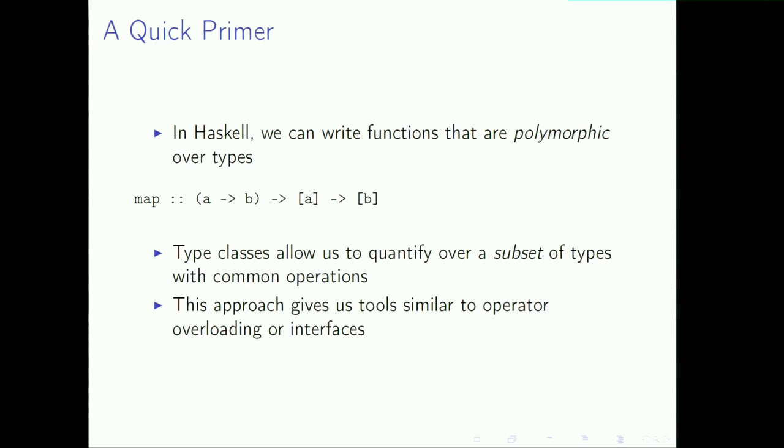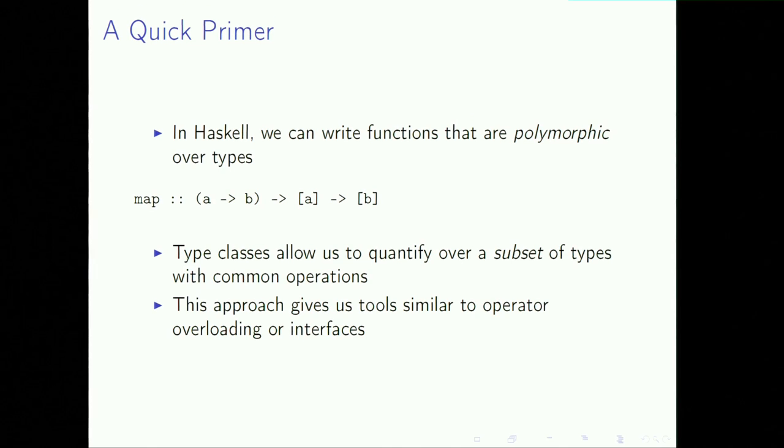But usually when we're writing functions that quantify over ranges of types, we don't want to quantify over all possible types. We want to quantify over a subset of types that have some operations in common. For example, I might be writing functions that just abstract over things that have numeric properties, so I can add them together or multiply them. Or maybe I'm building some kind of generic web application or web framework where the only thing I care about is that the types could be serialized to JSON.